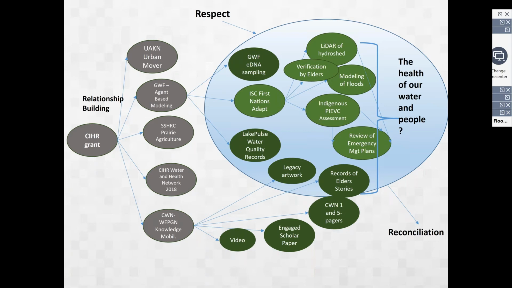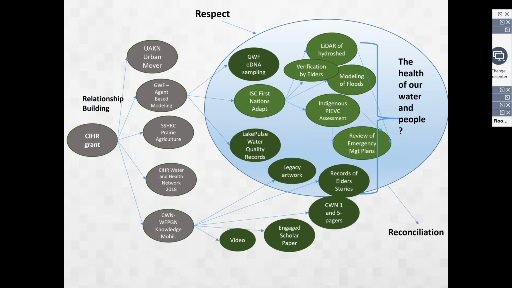So the light green circles there represent the different projects involved in the First Nations Adapt program at Yellow Quill First Nation. There are several steps to it. The first is collection of LiDAR of the hydro shed, which is being verified by elders, modeling of some of the floods that have happened in the past, as well as predicted floods in the future, an Indigenous PIVC assessment, which I'll talk about in a further slide, and then taking that synthesis of information and reviewing existing emergency management plans in the community to see what needs to be changed.